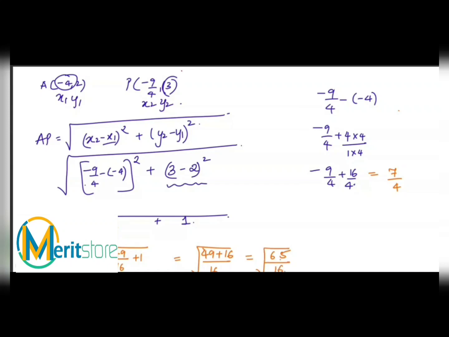I don't have a perfect square for 65. I can leave the answer here like this or like this. 16 has a perfect square, so that becomes 4. Both the answers are correct. So the distance between AP is root 65 upon 4.